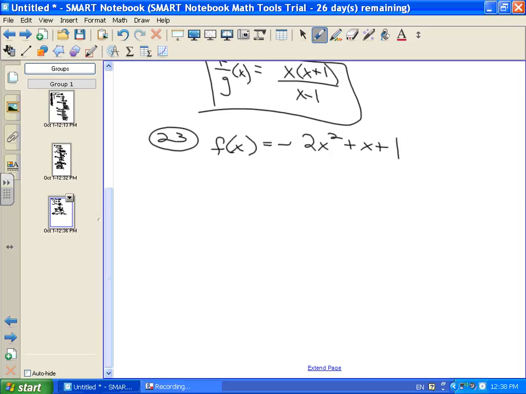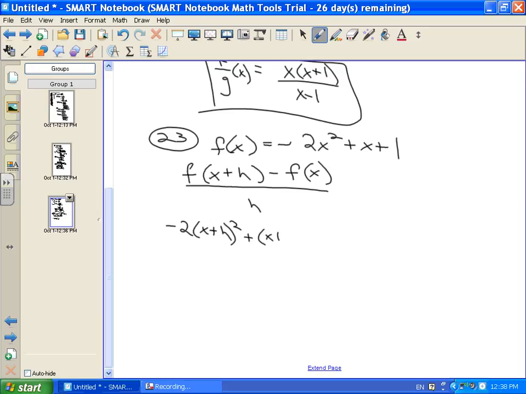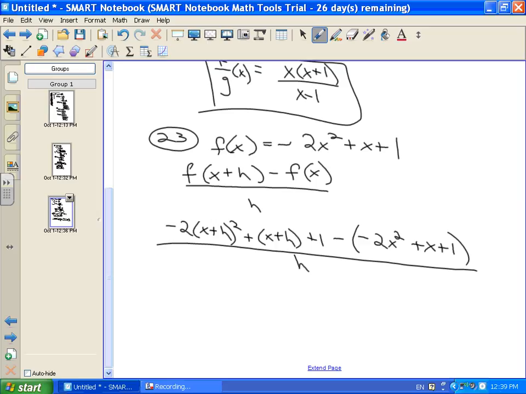Okay, we're supposed to take this function and put it into this expression. So for the first part, that means everywhere I see an x, I'm supposed to put an x plus h in for it. So I'm going to have negative 2 times x plus h squared plus x plus h plus 1 minus all of this original function. That's why it's got to go in parentheses. I'm subtracting all of it, not just the first part.